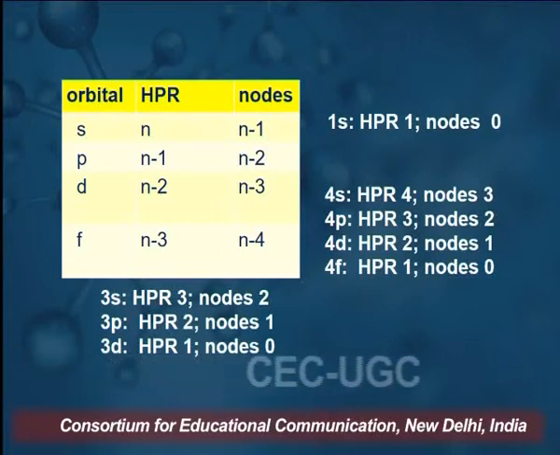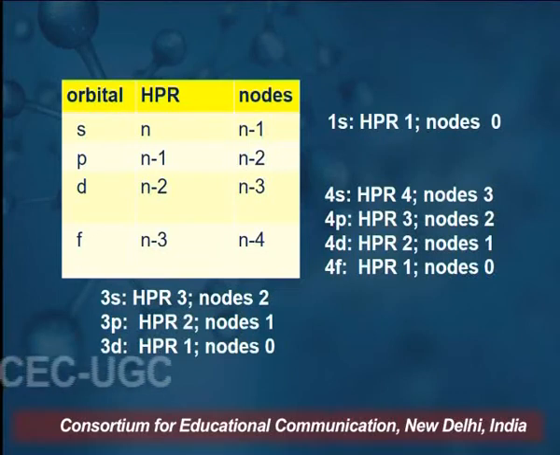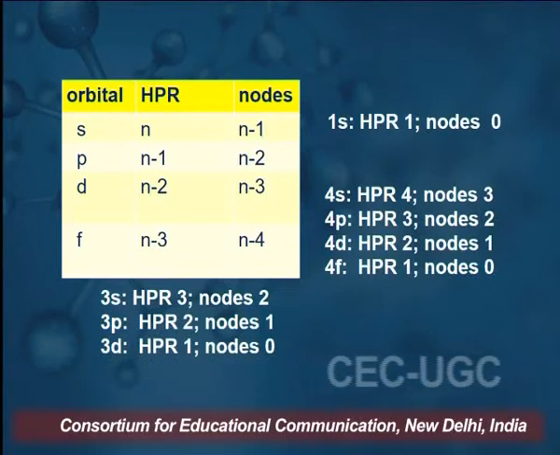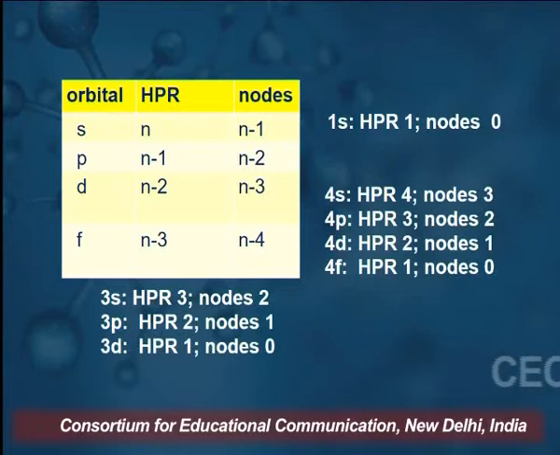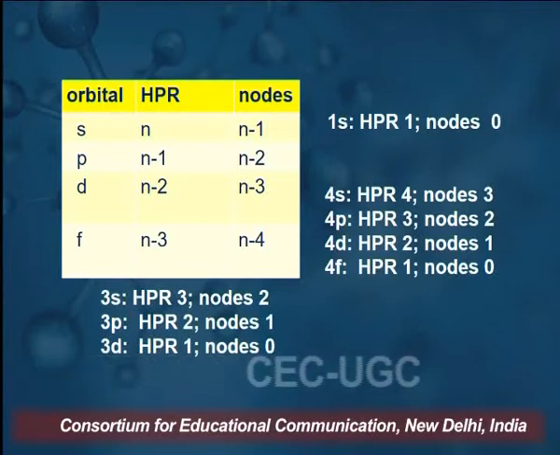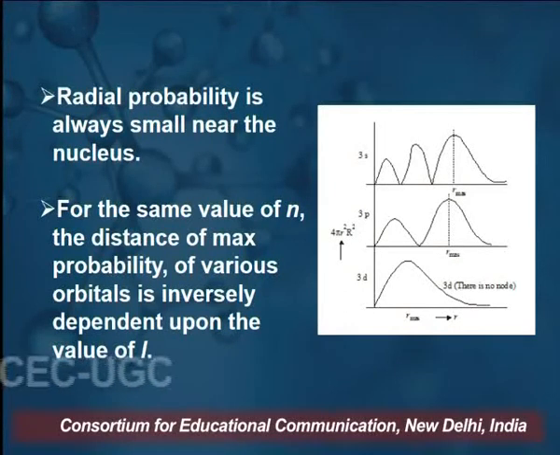We take the example here for 4s, 4p, 4d and 4f. Here you can see the HPR, the high probability regions, are 4 and the nodes are 3 in 4s. For 4p, it is 3 and 2. For 4d, it is 2 and 1. And for 4f, it is 1 and 0. The radial probability density is always small near the nucleus. You can see it is almost 0 there.